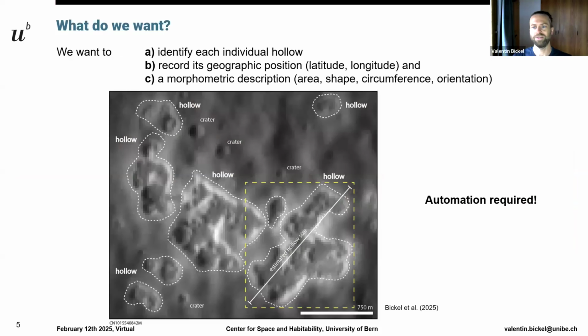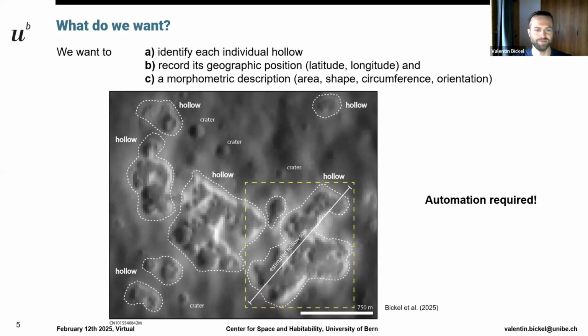So what do we want? What do we need? There's basically three things we want. So in an ideal world, we would know every single hollow on the planet. We would know its exact geographic position, so longitude and latitude. And you would know or could derive a morphometric description. So we would know its area, shape, circumference, and orientation, for example. And that's visualized in the figure below.